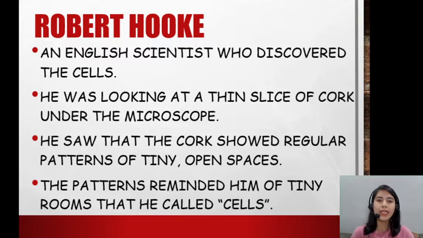So, itong cork na tinatawag ni Robert Hooke is a kind of tree, wherein ino-observe niya to under the microscope. And upon observation, nakita niya na may mga pattern of tiny and open spaces yung cork tree na ino-observe niya, yung slice of cork tree. At itong mga pattern na to ay tinawag niya ngayong cell.